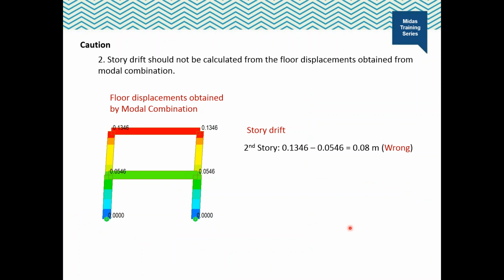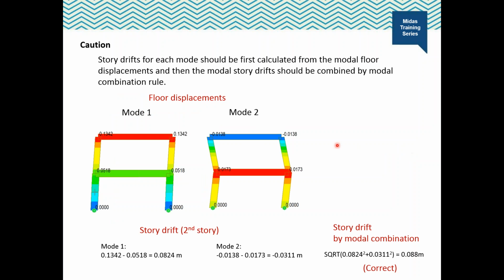For the same reason, story drift should not be calculated from the floor displacements obtained from modal combination. Instead, story drifts for each mode should be first calculated from the modal floor displacements, and then the modal story drifts should be combined by modal combination rule.